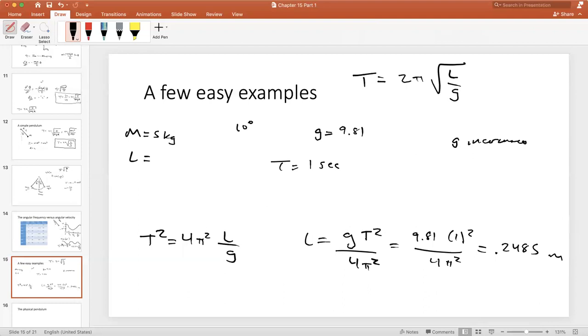If I was on the surface of the Earth and I tried it and my period was, let's say, 1.5 seconds, what would that tell me? That would tell me that g, for whatever reason, isn't 9.81. That in fact, g is smaller than 9.81. If gravity is reduced, then the period gets longer.